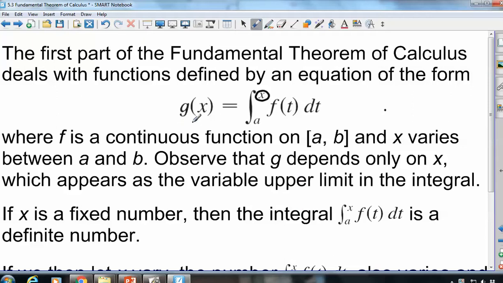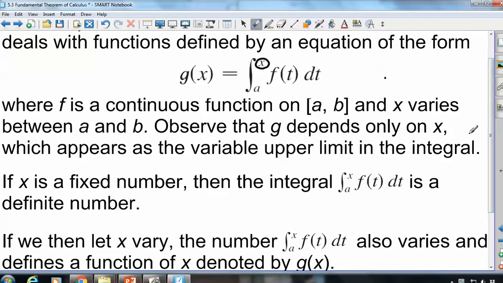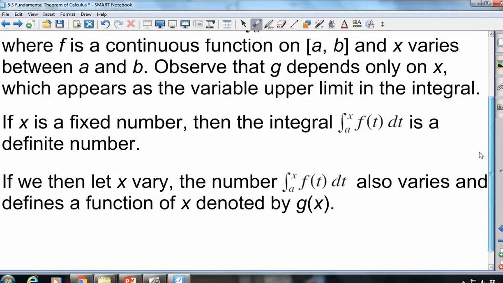Okay, so if you have a function whose integral is from a constant up to a variable, f of t dt, where f is continuous and x is somewhere between a and b, then our function would just depend on the value of x. So it's basically a formula so that if I give you an x value, you would be able to calculate that integral. Okay, so it's like finding a formula.